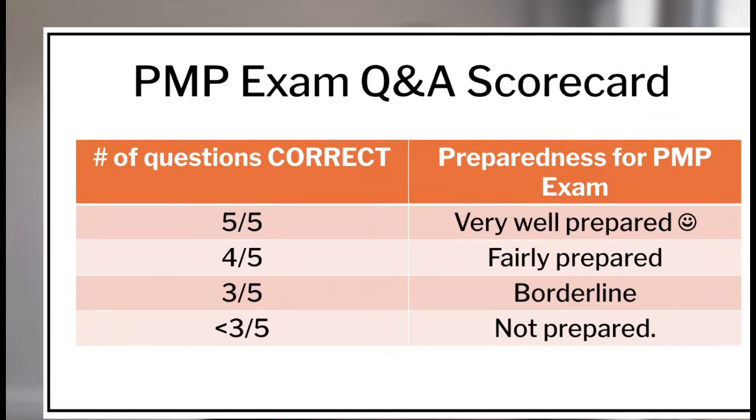And finally, let's move on to question number 5. Remember, the target is to get all 5 out of the 5 questions correct. Okay. However, the minimum expectation is that you will get at least 4 out of the 5 questions correct to consider yourself fairly well prepared for your PMP exam. You can assess your level of preparation according to this scorecard. So here comes question number 5.